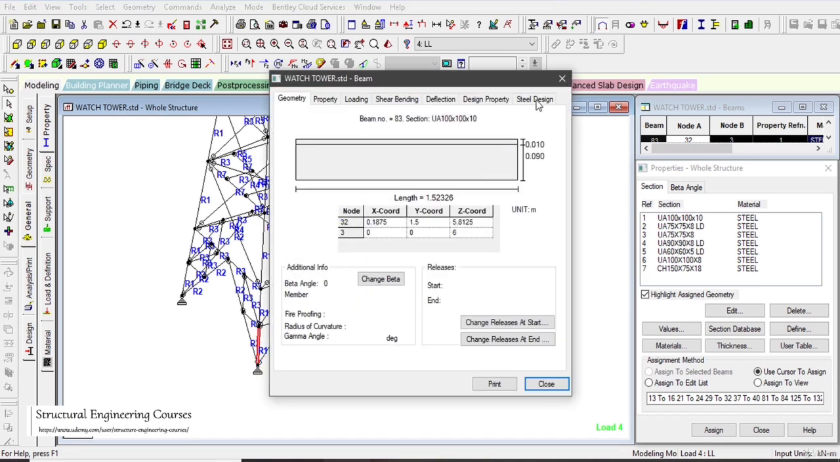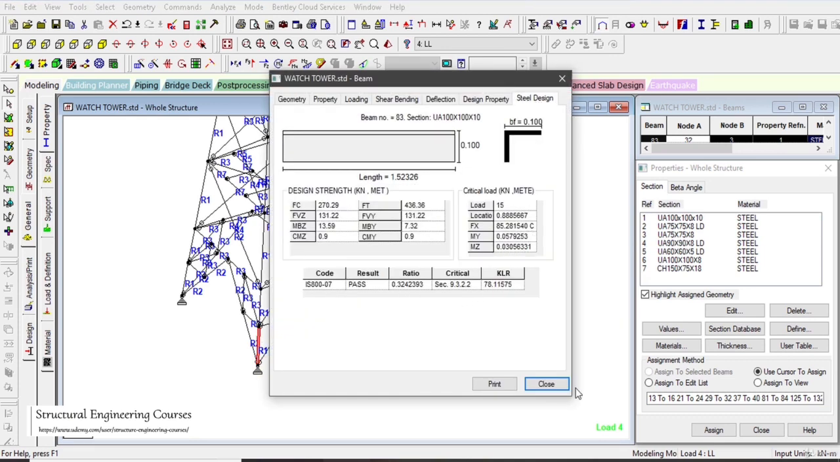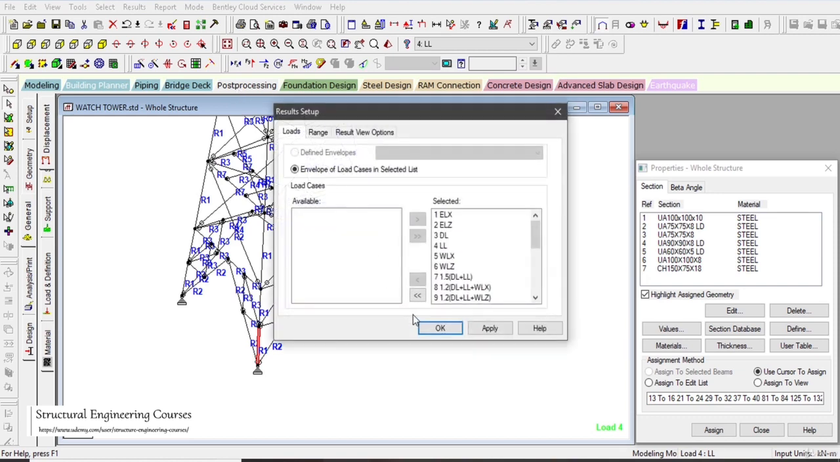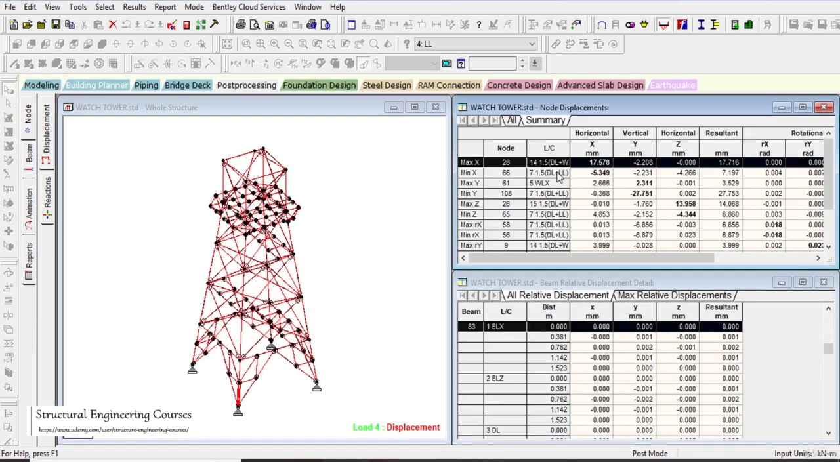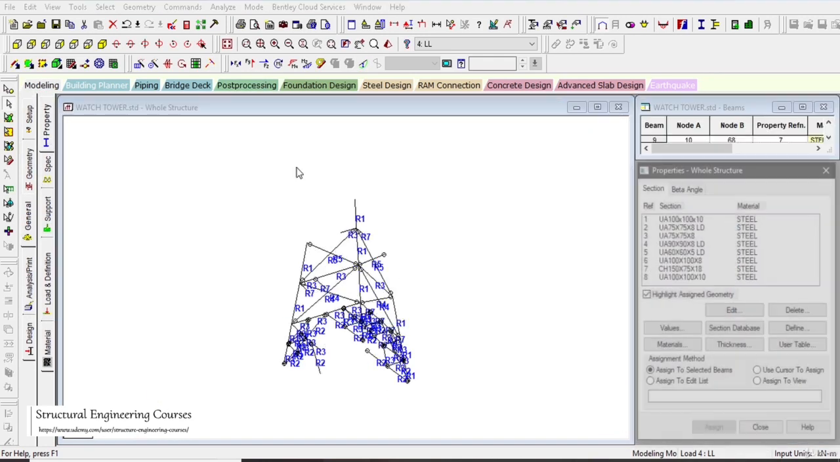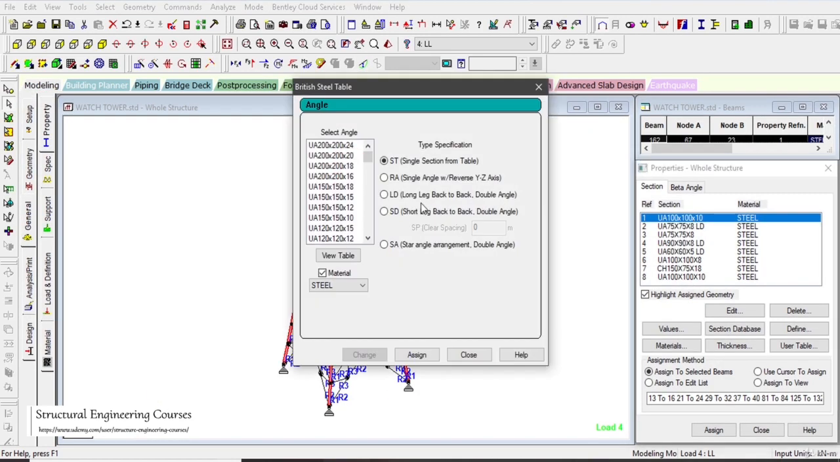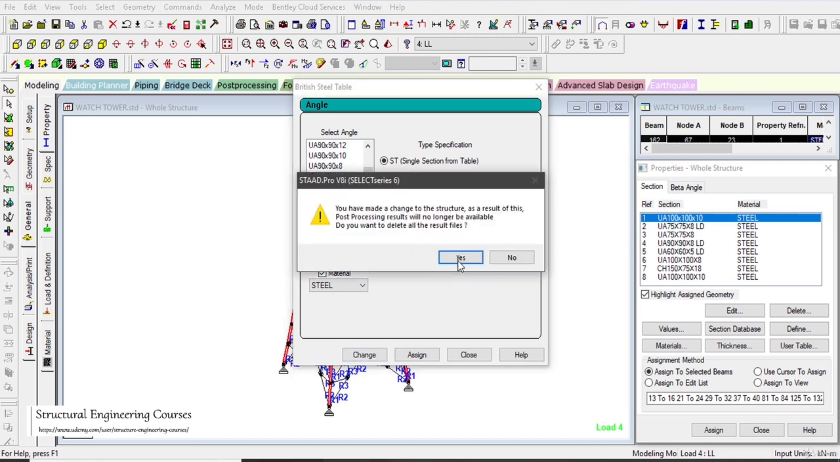So here we can see that still only 32% of utilization is being done. But whether there is any increase in the displacement, the increase in displacement is also very negligible. So what we can do in this case is that we can decrease the size of this angle to 75, 75 and 8.